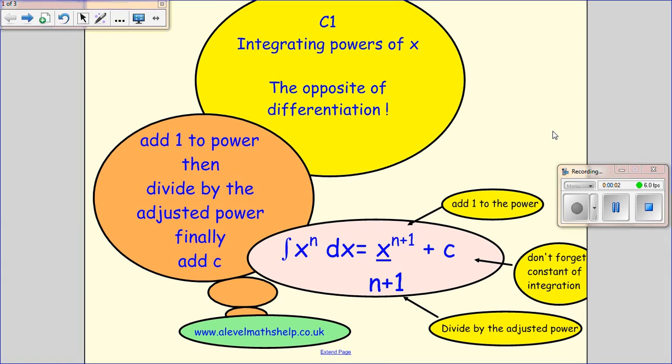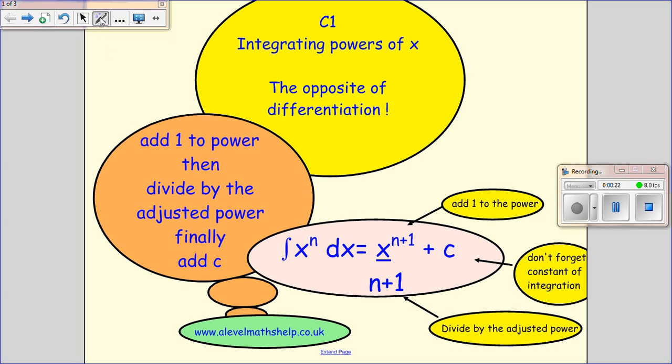Hello, so in this video we're going to be looking at revising integrating powers of x. Now remember that integration is the opposite of differentiation, and hopefully you can remember how to differentiate powers of x. You multiply by the power and then you take 1 from the power. There's another video if you want to watch that if you can't quite remember.